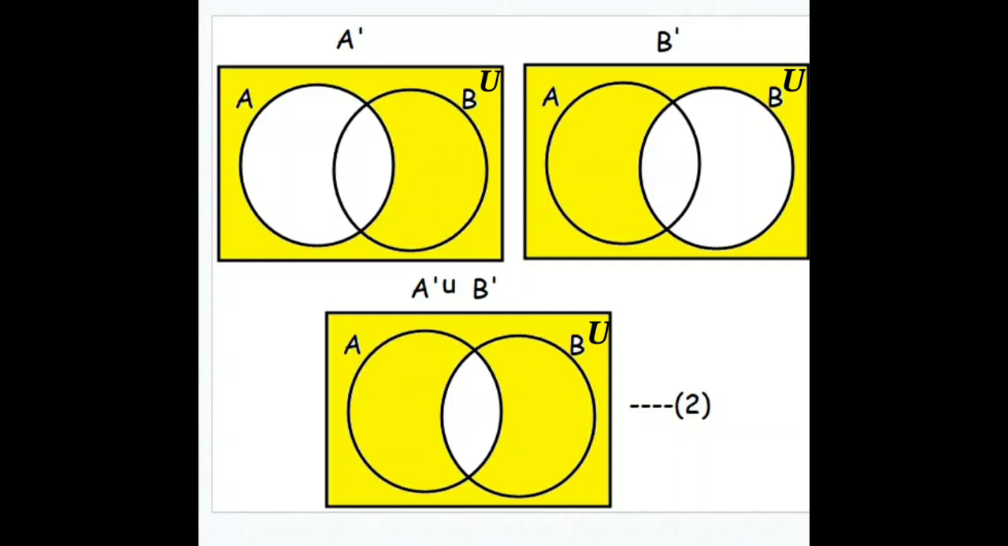So LHS is equal to RHS. Therefore (A intersection B)' = A' union B'. Hence it is proved. Thank you.